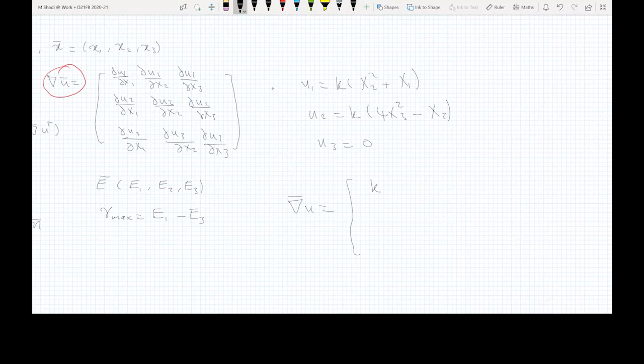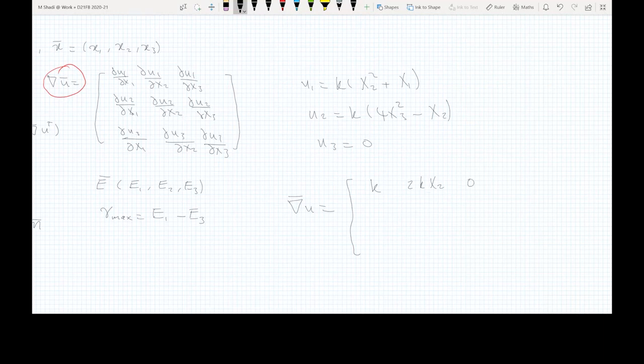Now we look into the derivative of u1 with respect to x2. This one will go to 0, and this one will go to 2x2, as the square comes down. We have k multiplied with that, so it's 2kx2. And then the derivative of u1 with respect to x3: we don't have any x3 in there, so this is going to be 0.